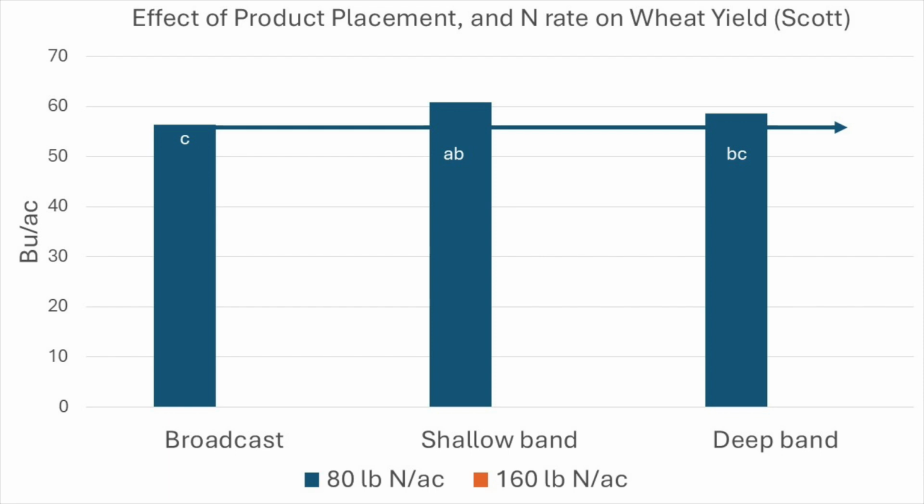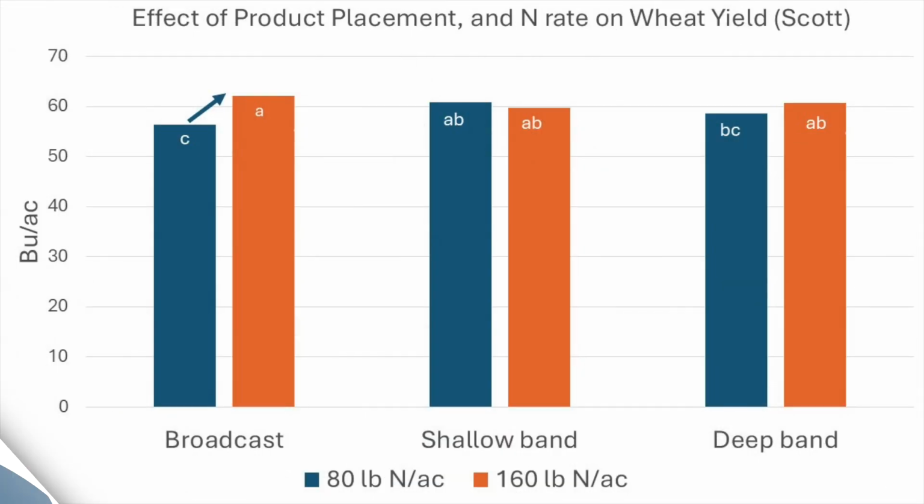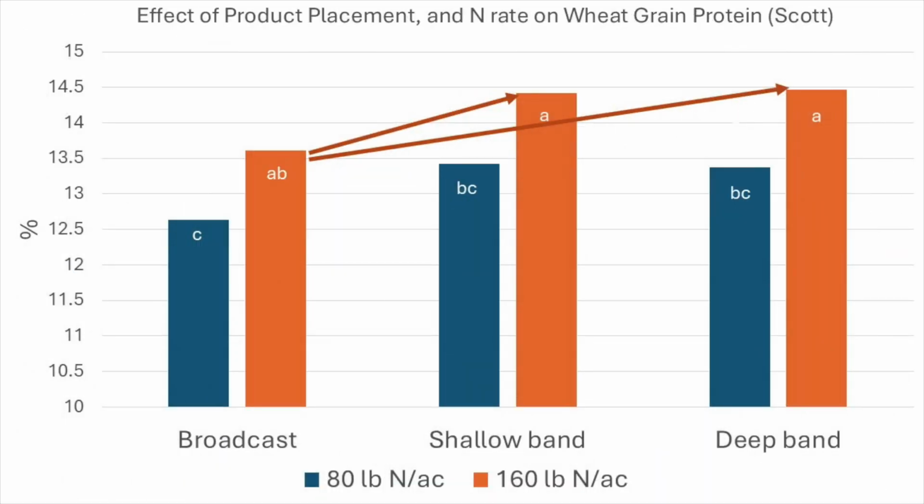For this to happen, the nitrogen from broadcast applications must either be stranded at the surface or was lost to volatilization. While increasing nitrogen rates to 160 pounds per acre was still sufficient to maximize yield for the broadcast applications, it's not sufficient enough to maintain grain protein relative to the banded applications.